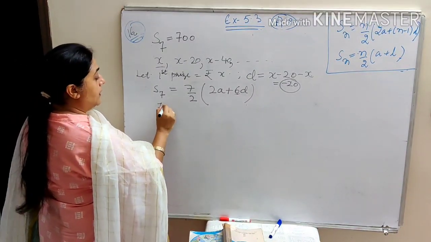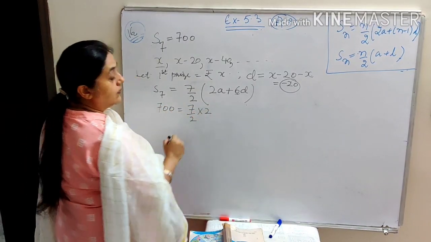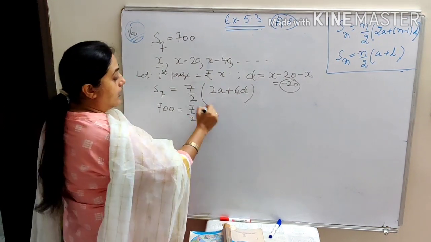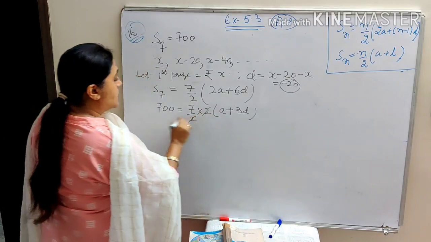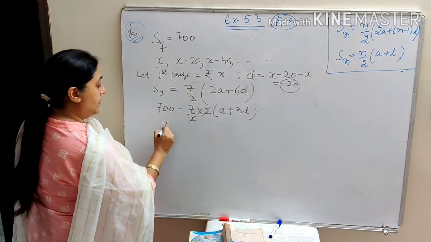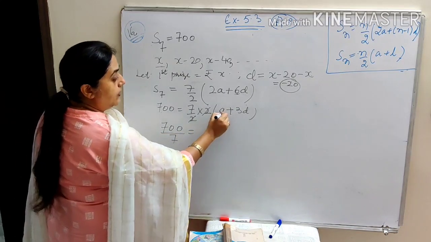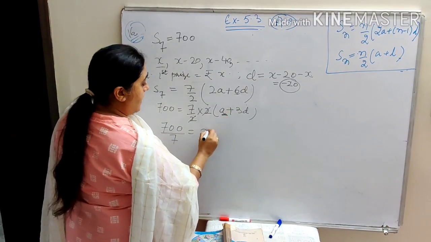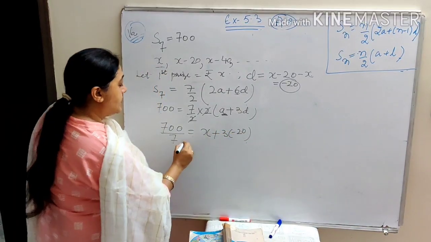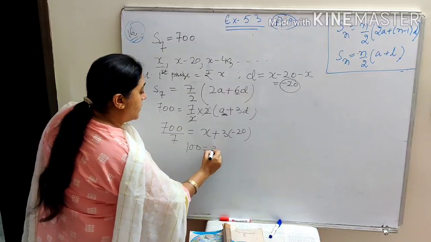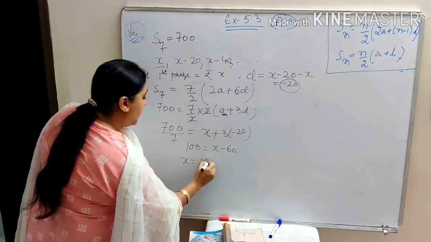S7 is given to be 700, equal to 7 upon 2. Let us make the calculation easier. I will just take out 2 common. I will get A plus 3D, right? So now I have 700 here. Now I will bring it into division here. It is equal to A. What is A? A is x plus 3 into minus 20, right? So this becomes 100 is equal to x minus 60. So x comes out to be 160.